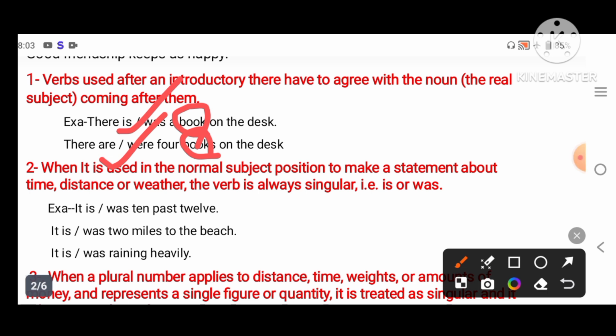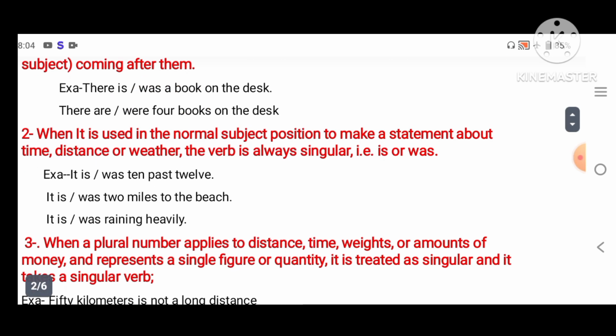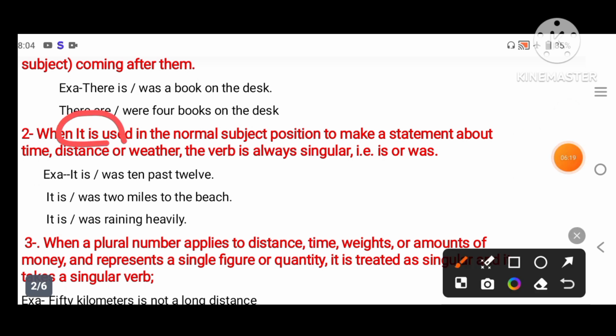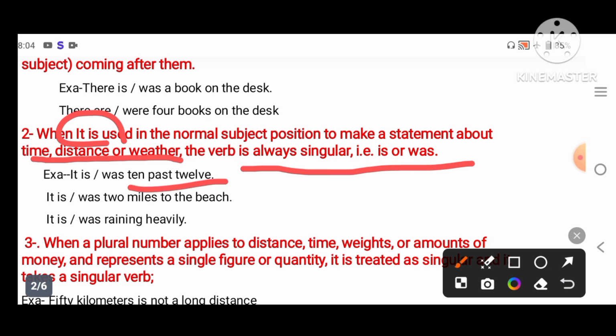Okay, got it? Next, when "it" is used as a normal subject to make a statement about time, distance, or weather, the verb is always singular. When "it" works as the subject and shows time, distance, or weather, it always takes a singular verb. For example, it is 10 past 12, it was 2 miles to town.